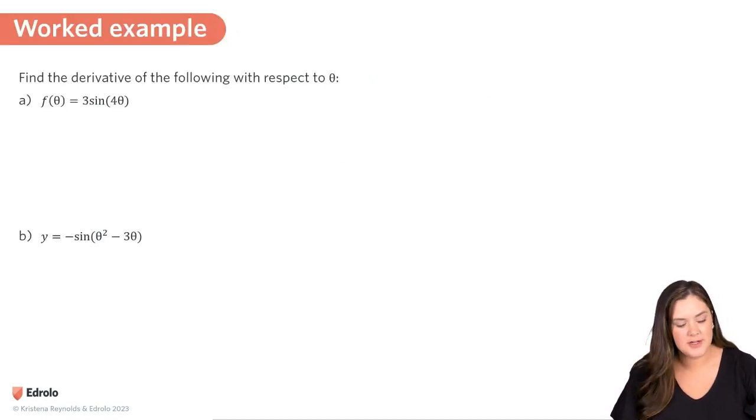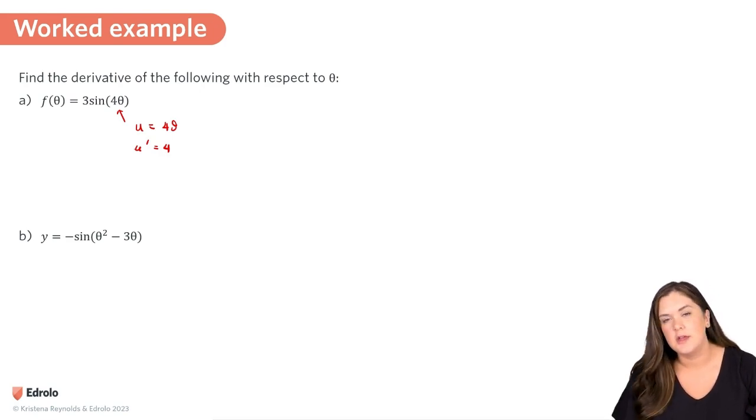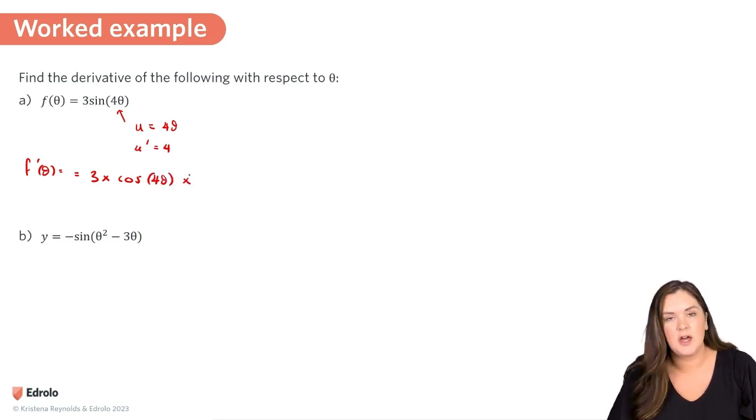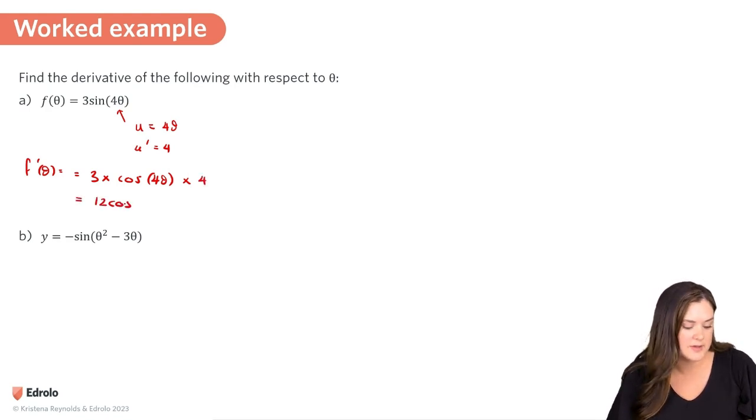So to start this one off, what we're going to do is look at what's inside the bracket there and differentiate that. So we can see that the derivative of 4 theta is just going to be 4. And then I could say that u prime equals just 4. So the derivative of u is just 4. So from the rule that we learned in the previous video, we know that we are just going to multiply whatever our derivative is by the derivative of the inside. So since it is sine, it is going to go to cos. So the derivative of f theta is going to be 3 times cos and whatever was in the bracket there, so 4 theta, multiplied by the derivative of the inside of the bracket, so multiplied by 4. And we end up getting 12 cos 4 theta.